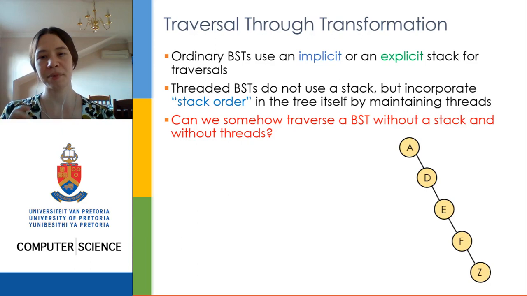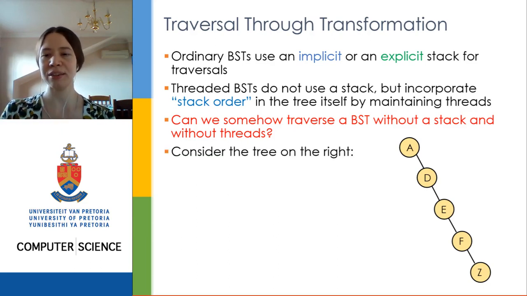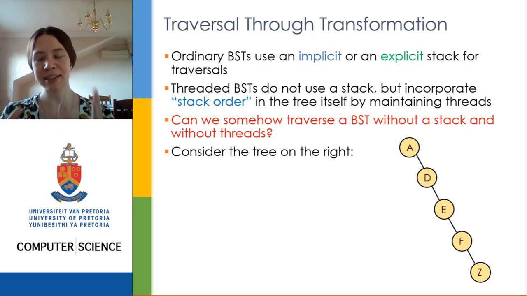Let's consider a special case. Look at this tree on the right hand side. Is it a tree? Yes, it is. Is it a binary search tree? Yes, it is. It's not a very nice looking one. It is essentially a tree which only has one very, very long right branch, not a single left child.